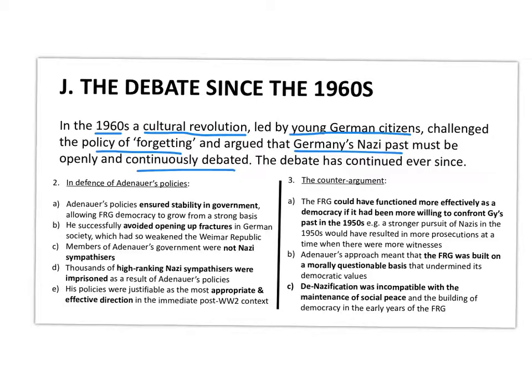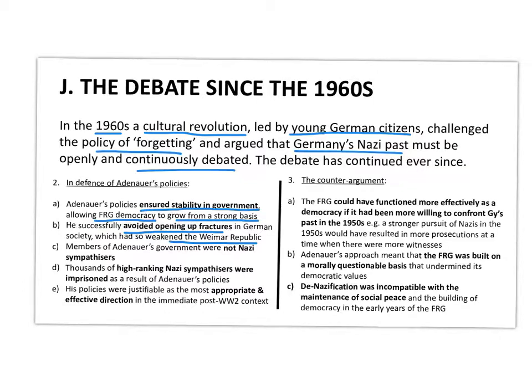So, arguments in defence and against. In defence, Adenauer's policies did ensure stability in government. By bringing Nazis into government, it did allow West German democracy to grow and stabilise, and therefore the economic miracle. And the Germany we have today in the 21st century was built on those foundations. Also in defence of Adenauer's policies, he successfully avoided opening up the divisions which had so weakened the Weimar Republic. By abandoning denazification and allowing Nazis to take these key positions, he did successfully bring about social unity and eventually open the way to reunification.